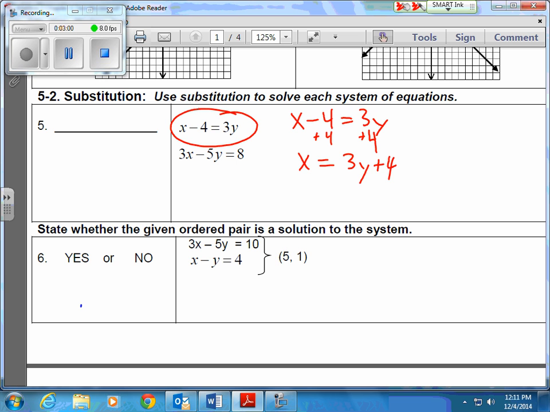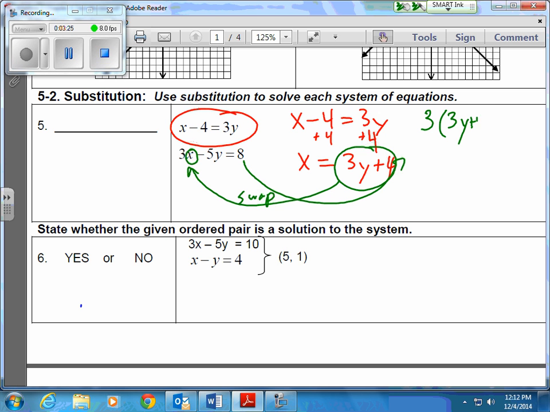So I'm going to use that information and use my second equation. So what I'm going to do is I'm going to substitute 3y plus 4 in the place of x. I'm going to swap those. That's the substitution. So when I morph them together, it'll be 3, and then in parentheses it'll be 3y plus 4, where the x was, minus 5y equals 8.